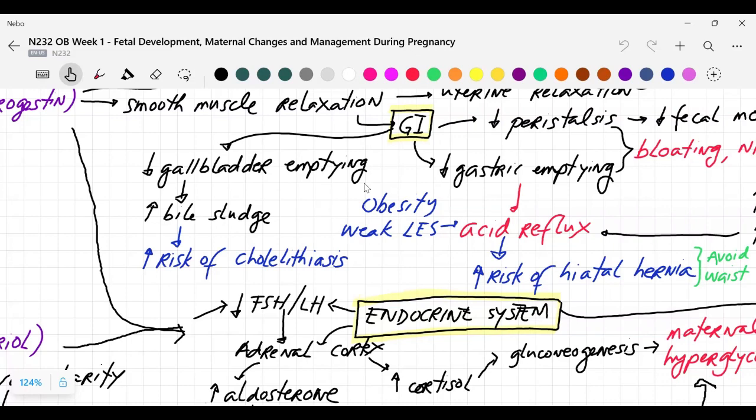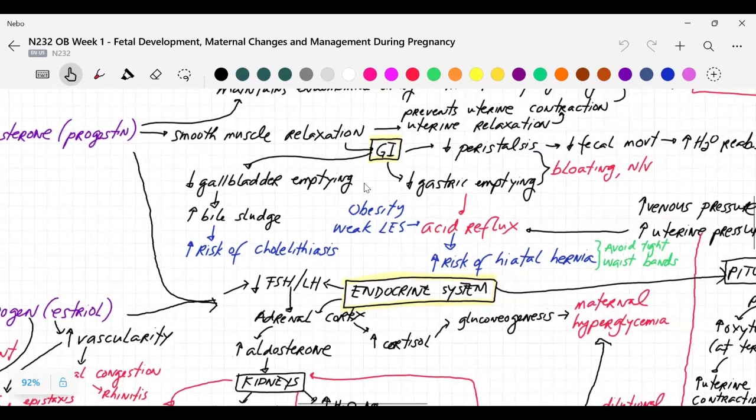So what's going to happen is the bile is going to clump. When the bile clumps, it forms a stone. So there's a risk of cholelithiasis. Lithiasis is stone, right? It's a gallstone. So pregnant women oftentimes will get gallstones because of this issue, which is from the progesterone. So they're high risk for that.